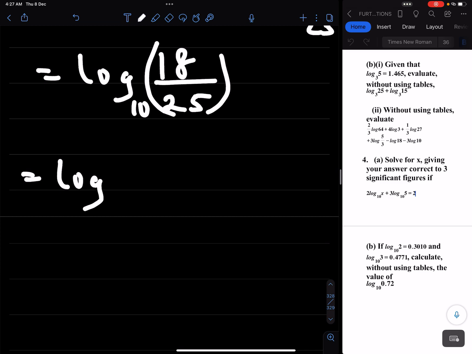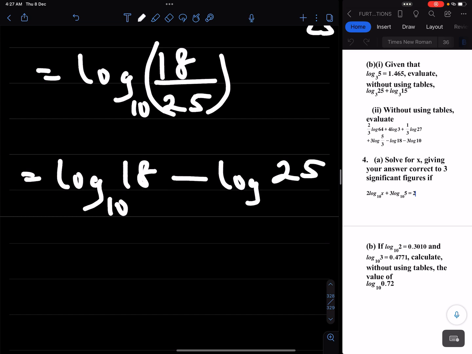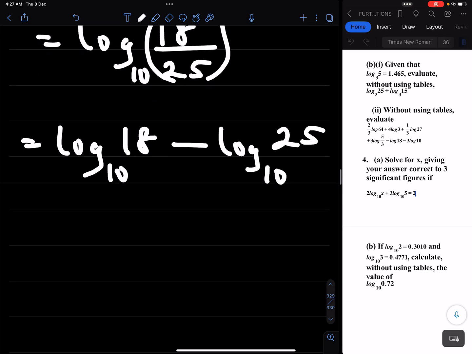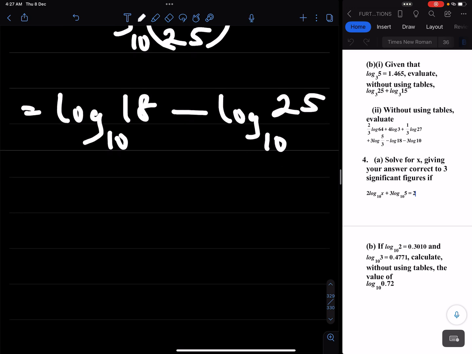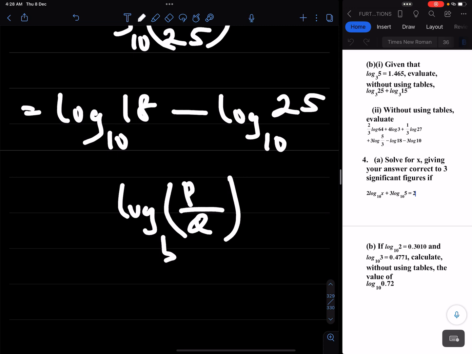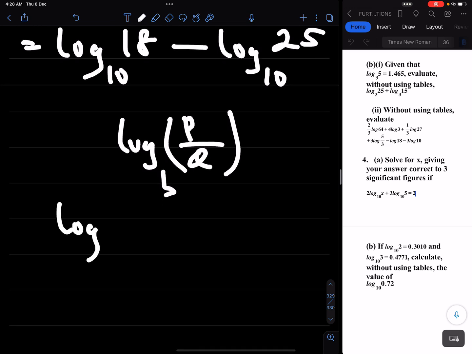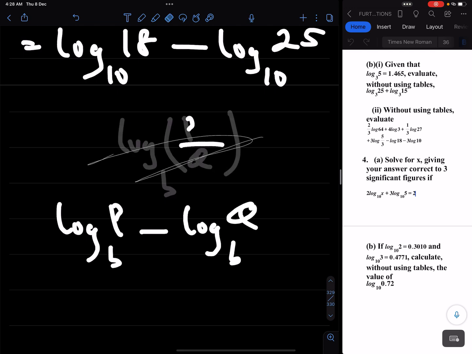Let's see. This is the same as log 18 base 10 minus log 25 base 10. Remember that rule? Log p over q to base b is the same as log p base b minus log q base b. So that's a rule I'm applying here.